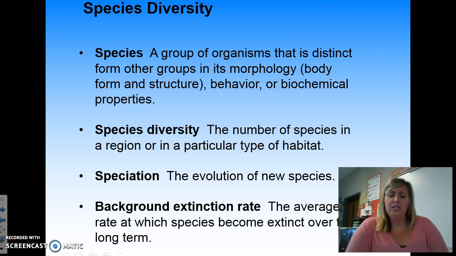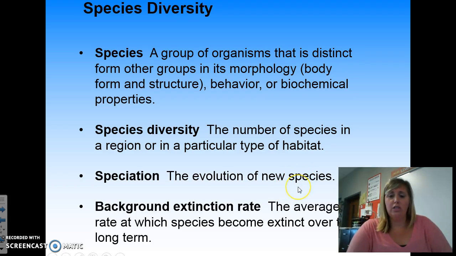So a species is a group of organisms that is distinct from other groups in how its body is formed, its body structure, how it behaves, and its different biochemical properties. That's a species. And species diversity is the number of different species in an area or a particular type of habitat. So this next word, speciation, is talking about the evolution of new species.